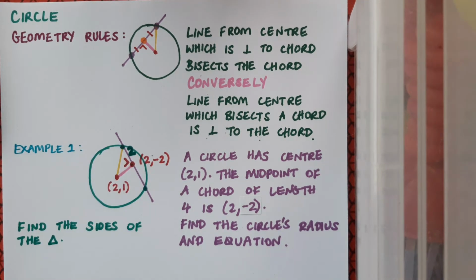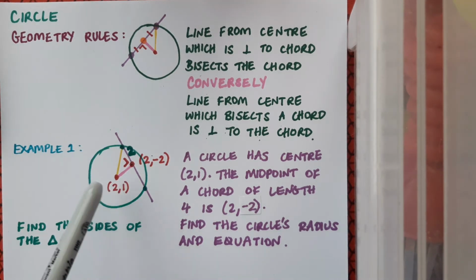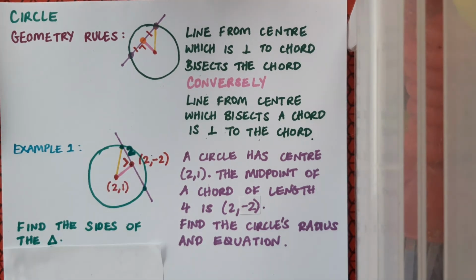I don't have direct knowledge of any of the other measurements, but I can work them out quite easily. So I can find the length of this line from the centre very straightforwardly by using the distance formula on the 2 points that I know. So pause the video here for a moment and do that calculation using the distance formula and see what it comes out as.